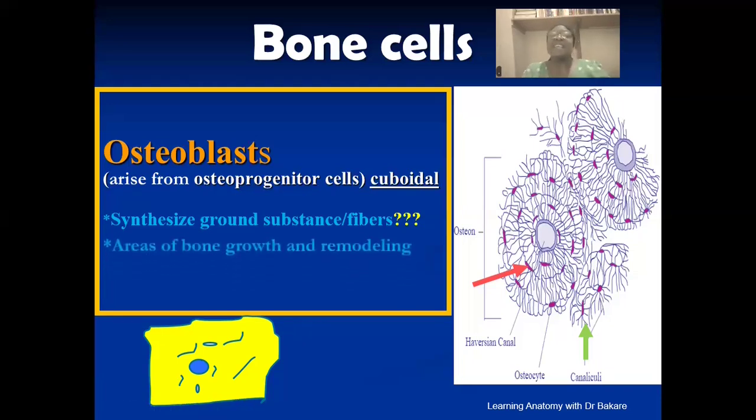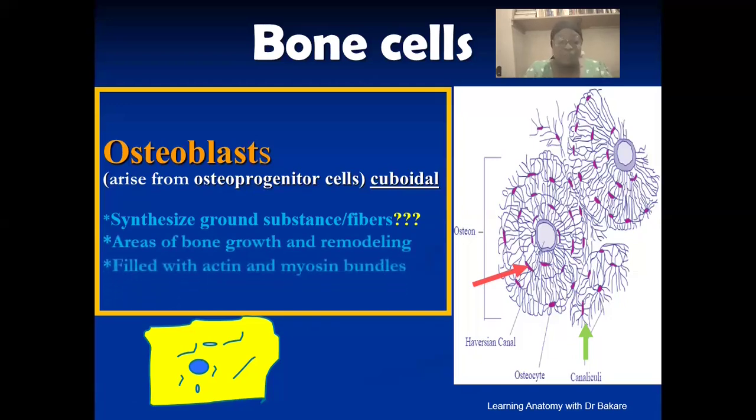These cells are usually seen in areas of bone growth and also bone remodeling. So if you delve into the cytoplasm of this cell, you see that they are filled with actin and myosin fibers. If you look at this image down here that is highlighted in yellow, you see that we have a number of actin and myosin filaments that are deposited within the cytoplasm of the osteoblast.